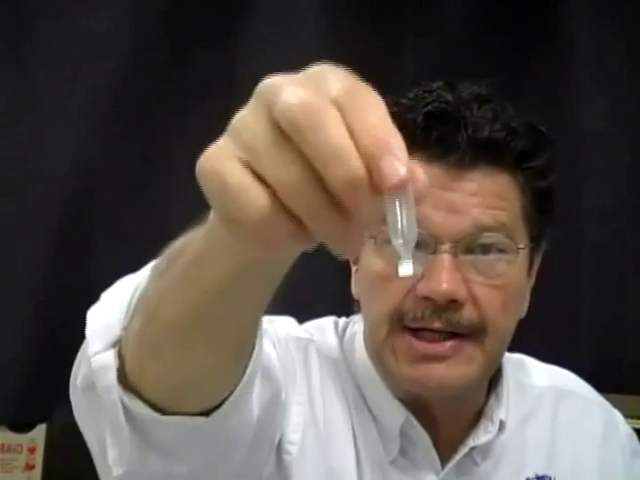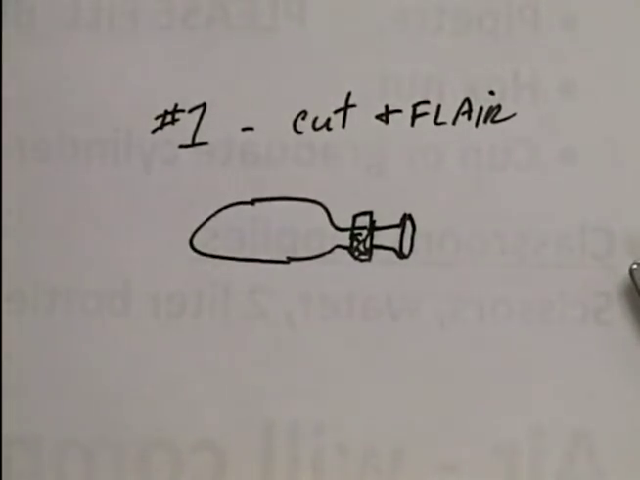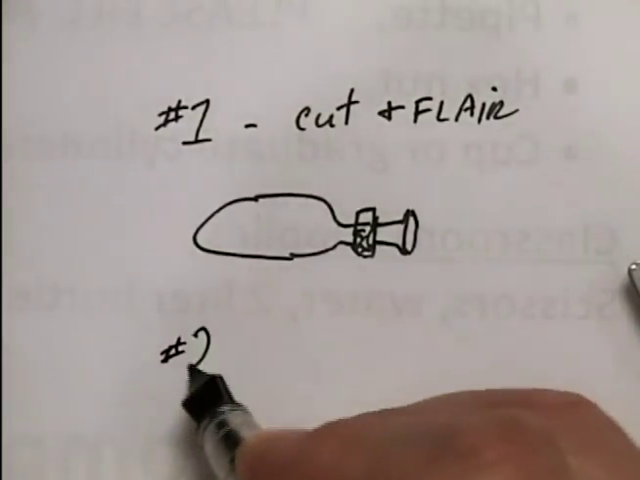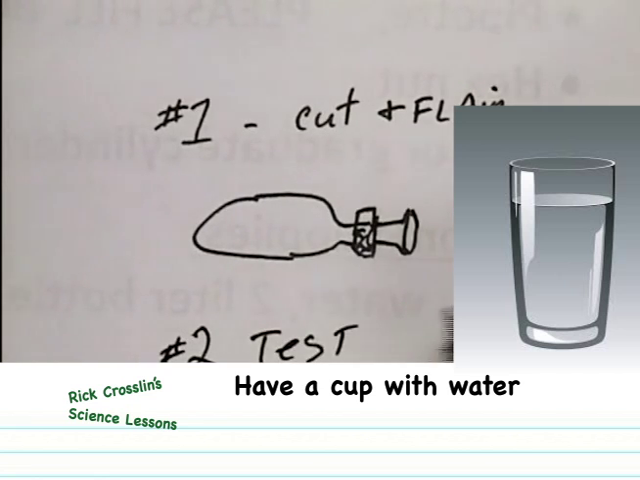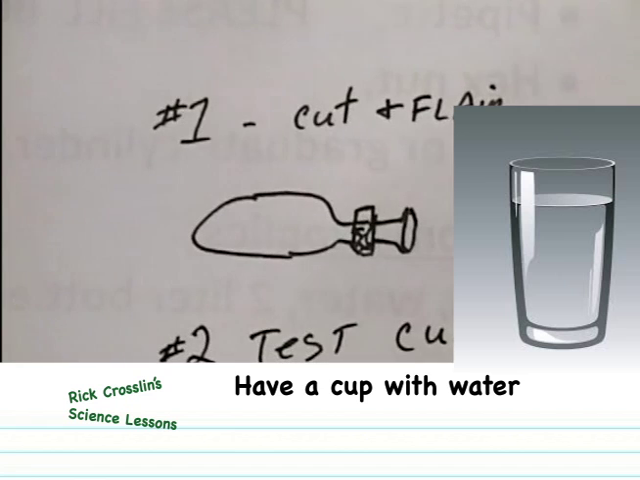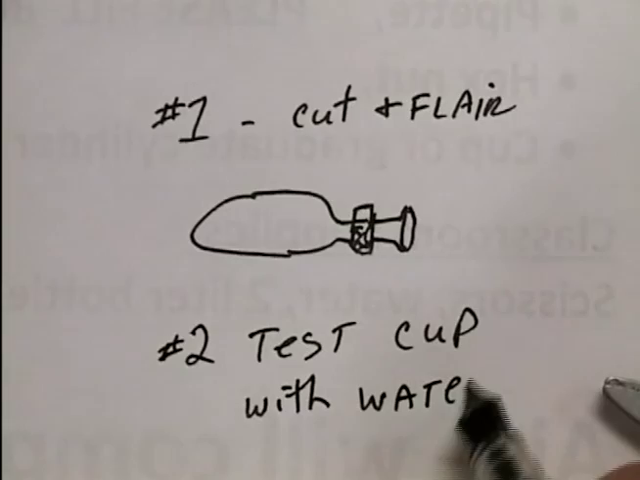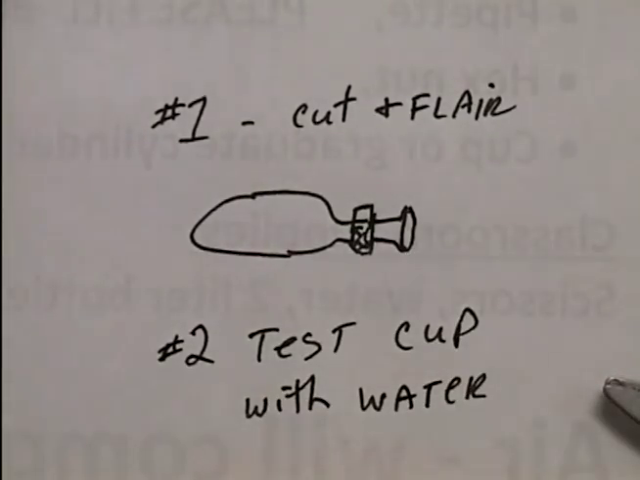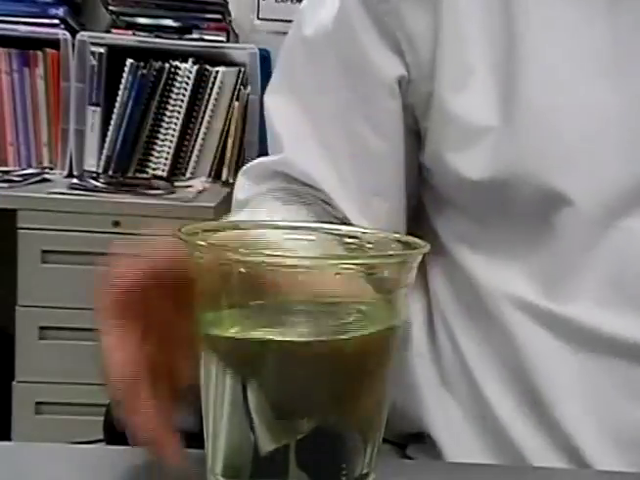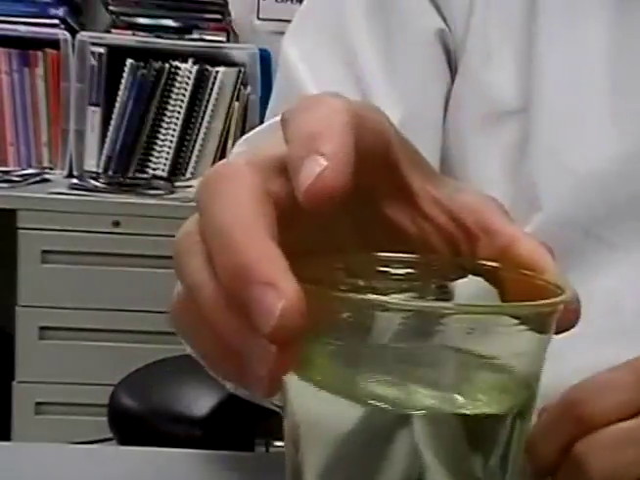Okay, so our first step is to make sure that our hex nut stays on our Cartesian diver. Our second step, which is very important, is to have a test cup with water. Having a test cup with water is important. Pour some of your water out of your 2-liter bottle into your cup, and here's my test cup right here.